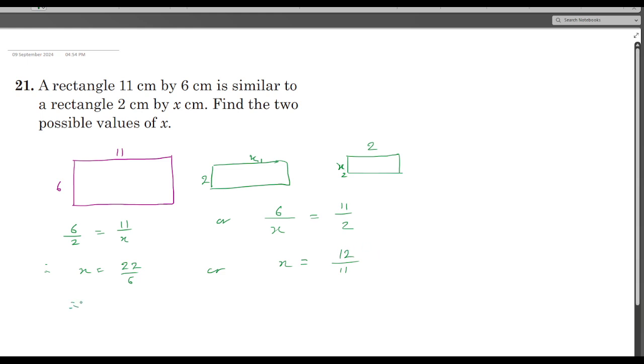Okay, so therefore your x is equal to 22 divided by 6, it is 3.67, or your x will be 12 divided by 11, it is 1.09 centimeter. Fine. So the value of x is 3.67 centimeter or 1.09 centimeter.